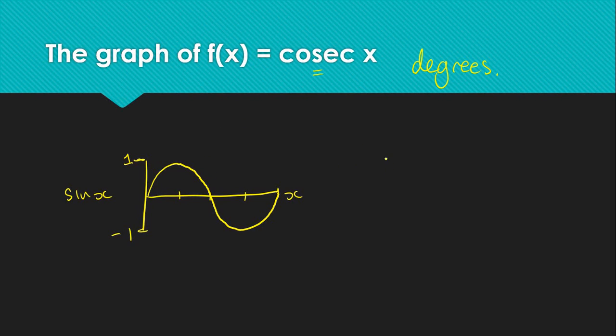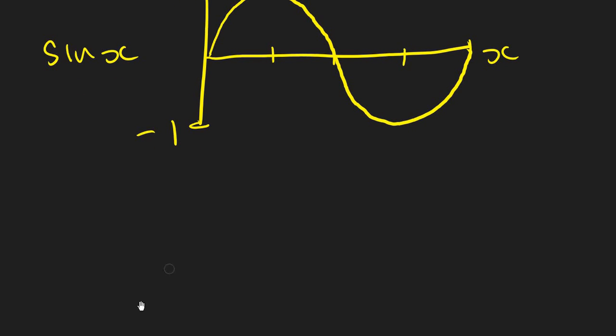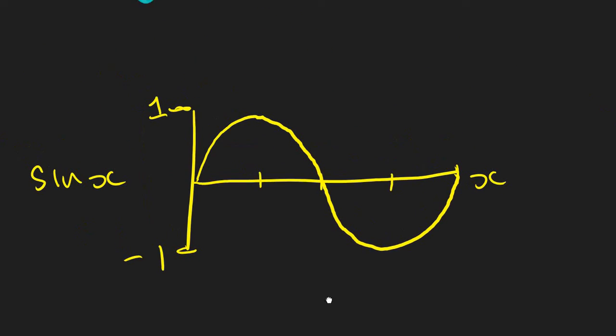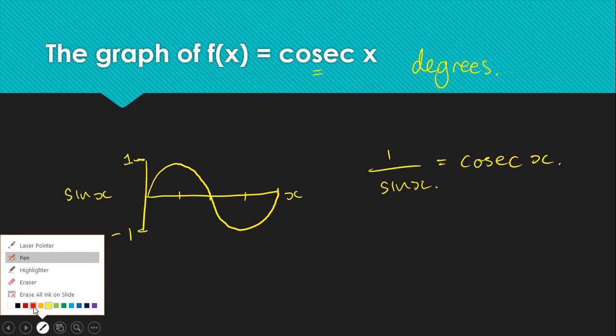Now if you think about the graph of 1 over sine of x, this is what we're trying to work out when we're talking about cosec of x. Now what's 1 over each of these values? That's what we're going to have a little play around with.